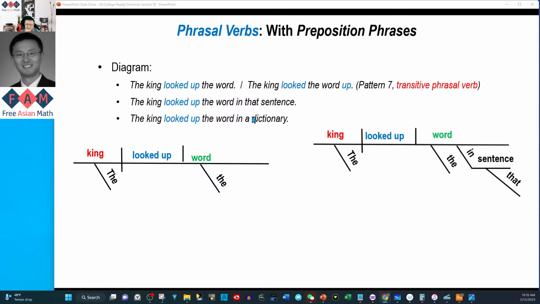So what this sentence really means is that the king looks up the word, and where this lookup function is performed, it's in the dictionary. And that fits perfectly with the meaning of lookup, because we know lookup is actually an action. You grab a dictionary and look up a word, trying to find the meaning of that word from the dictionary. So in the dictionary, in this case, it's really modifying lookup, where to perform the lookup action. Therefore, this in the dictionary is also a prepositional phrase. It's an adverbial prepositional phrase. It really modifies lookup.